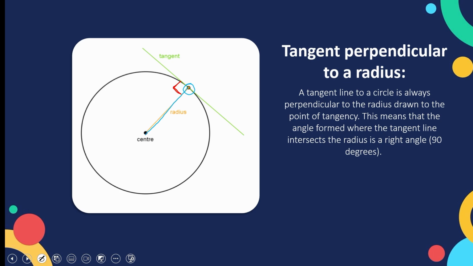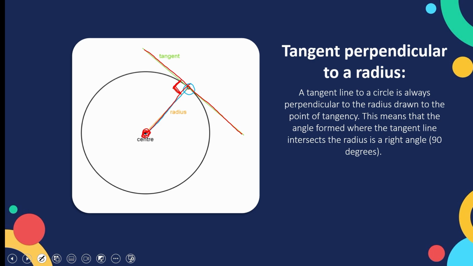Now be very, very, very careful about this. There is a specific rule that we have mentioned here. We have spoken about a tangent line. There's our tangent line. We have also spoken about a radius line, a line that goes from the center of the circle and goes to that tangent line. That is when the 90 degrees is formed.